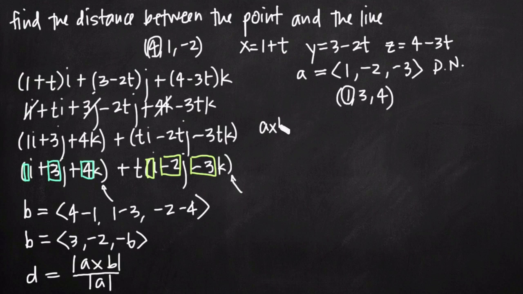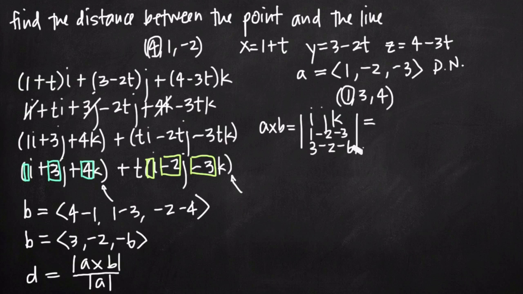The cross product of a and b is going to be equal to our typical 3 by 3 matrix that we use when we do the cross product. So we're going to have i, j, and k. And then we're going to put in here the vector A, 1, -2, -3, and then the vector B, 3, -2, -6.